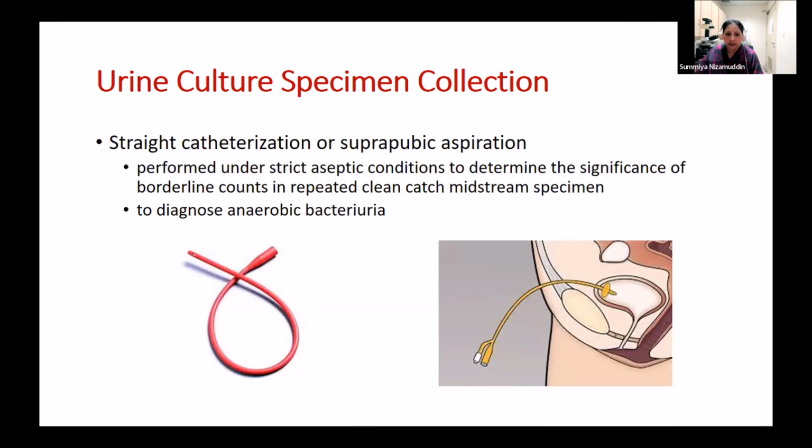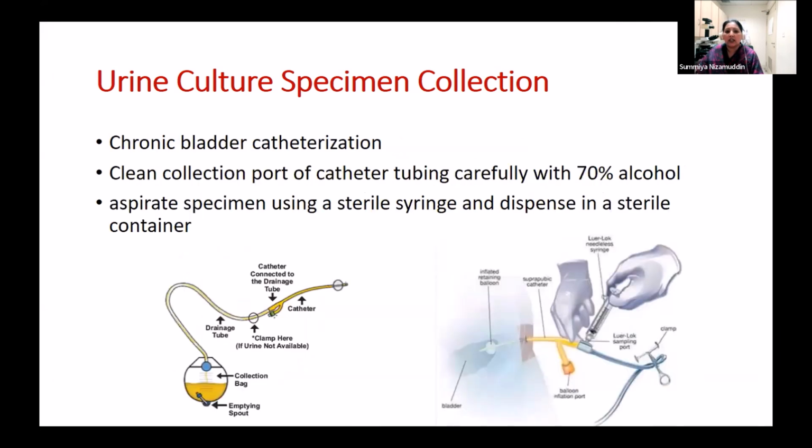So if you are using a straight catheter or a suprapubic catheter or suprapubic aspiration, samples can be drawn directly from these areas. If your patient is catheterized, if your patient has a urine bag in place and a Foley's in place, it's very very important that samples are not collected from the urine bag.